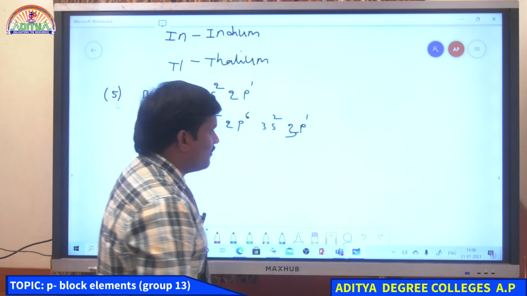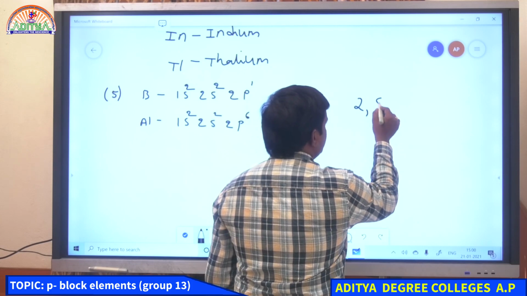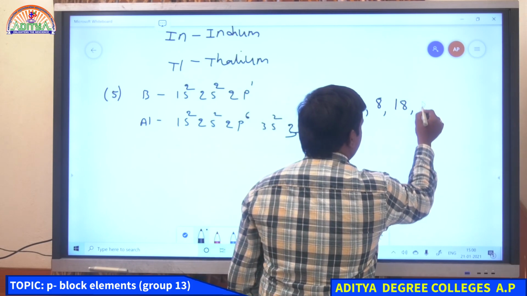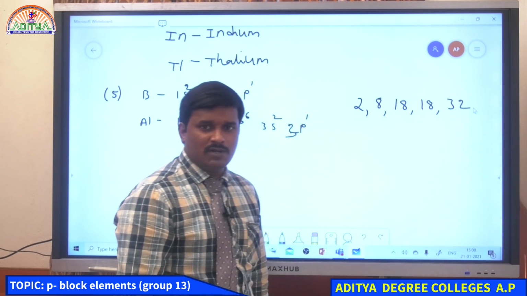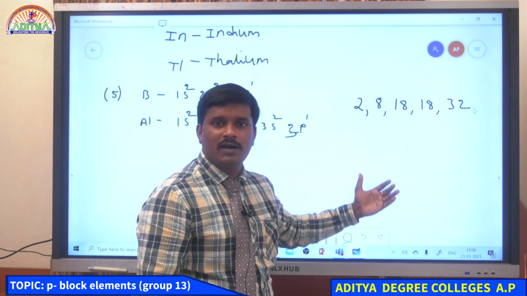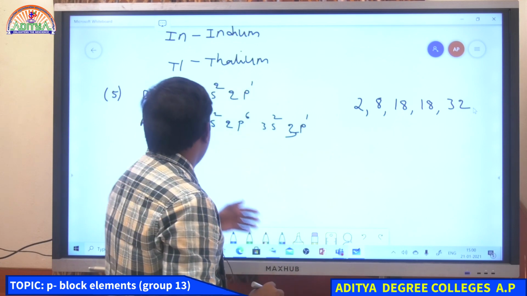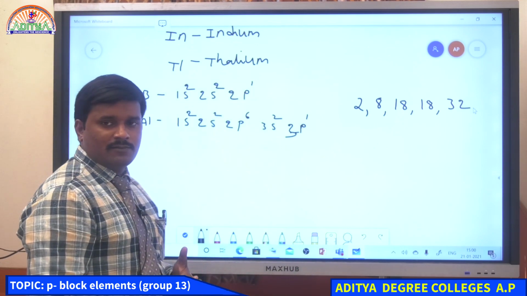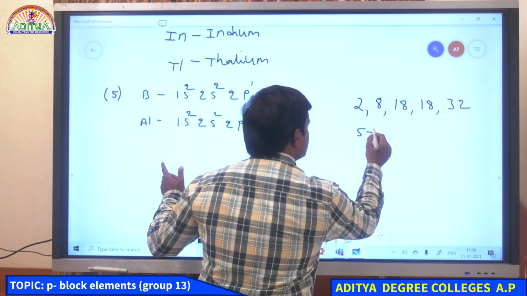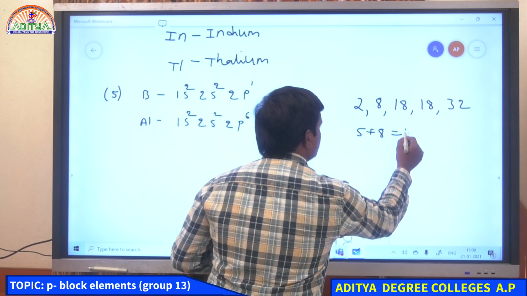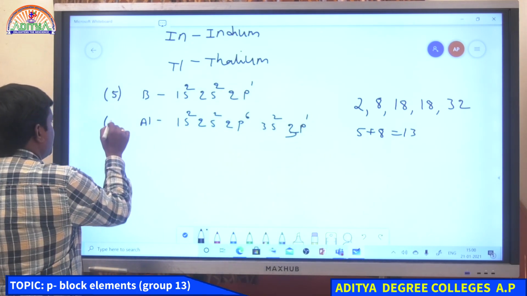That is given by magic numbers. So what are the magic numbers? 2, 8, 18, 18, 32. These are known as magic numbers. These numbers are used to determine the atomic number of the next element present in a group. Suppose boron has atomic number 5, then the next element's atomic number is 5 plus 8, that is equal to 13. Therefore, the aluminum atomic number is 13.